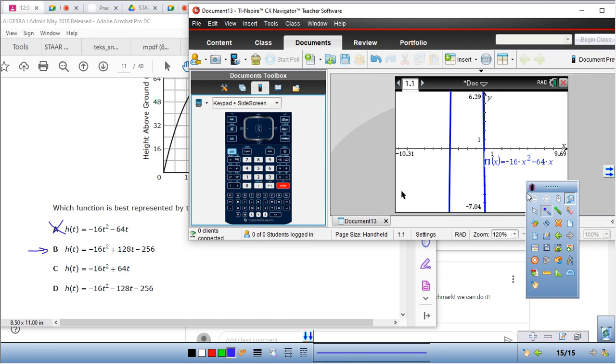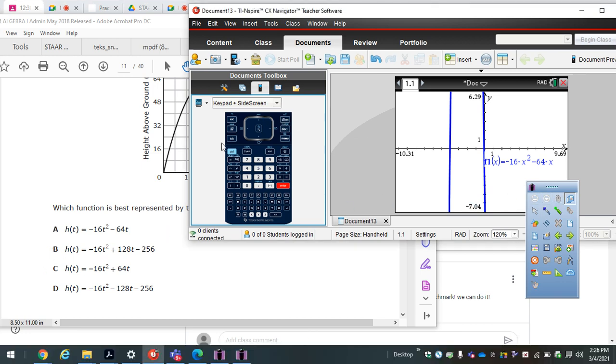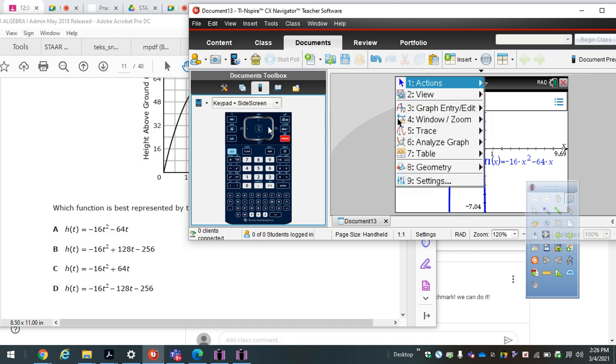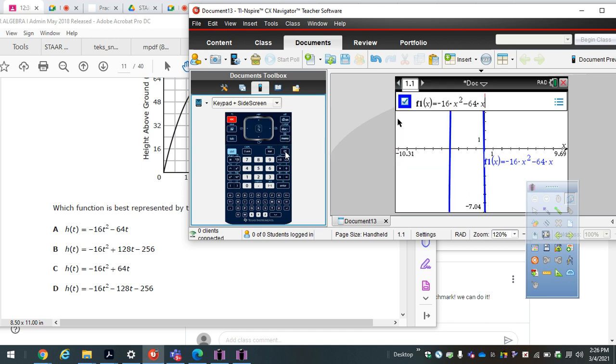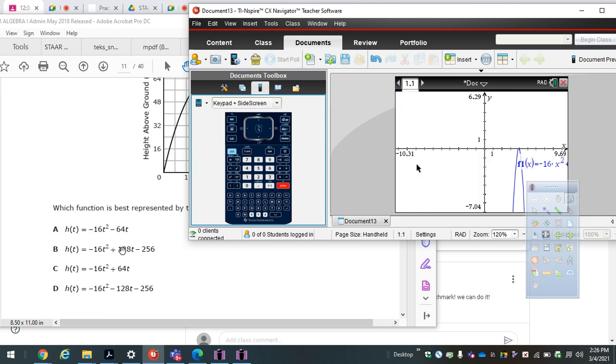Let's try this one here. So all I'm going to do is go here, tab. Tab it up. I want to go up, and this one's a negative 16. This one I'm going to delete. Sorry about that. Plus 128x minus 256. Graph it. That's obviously not it. So I'm going to try this one now.